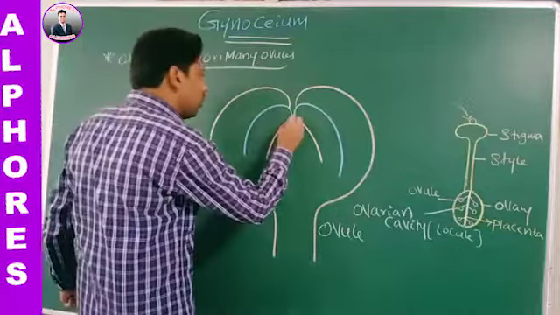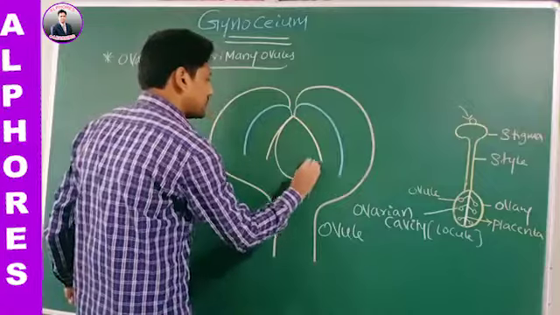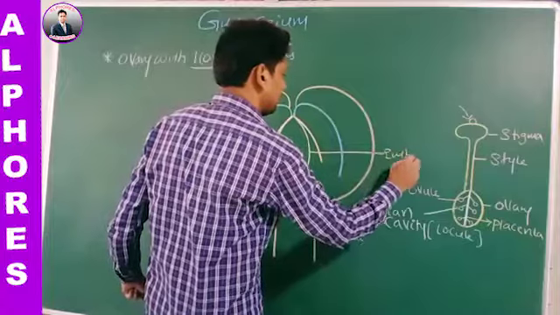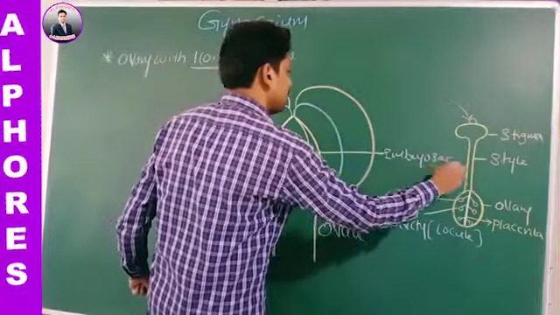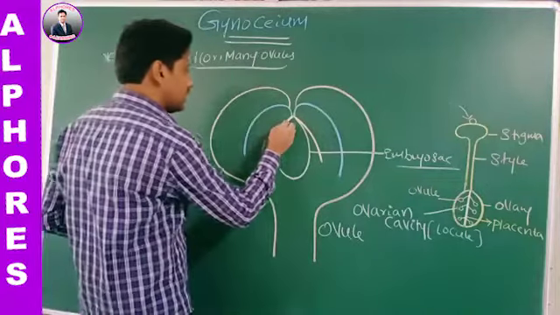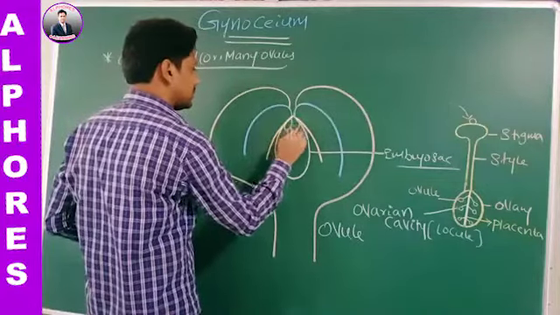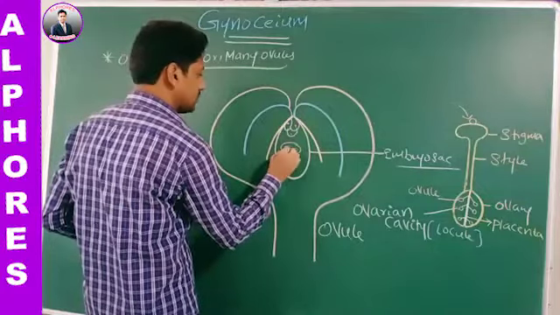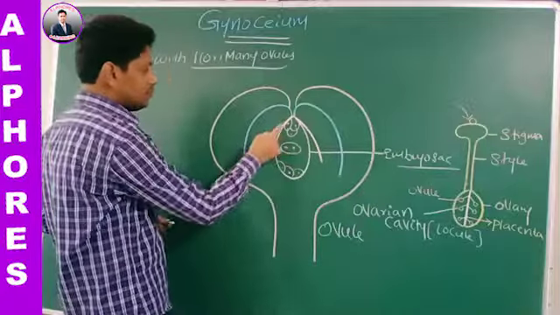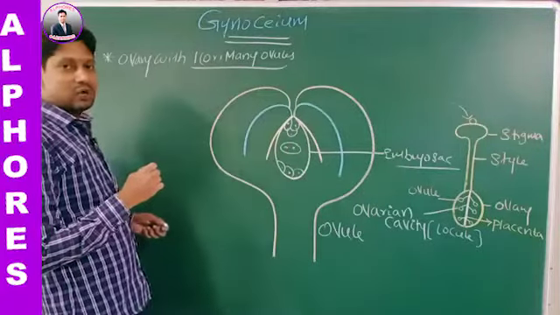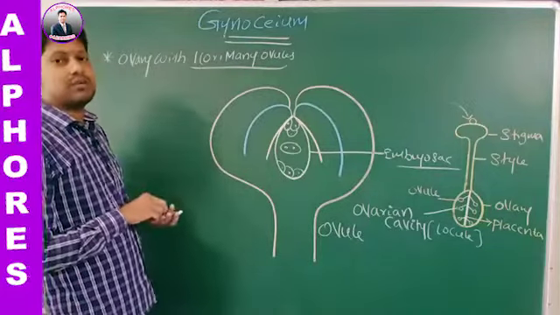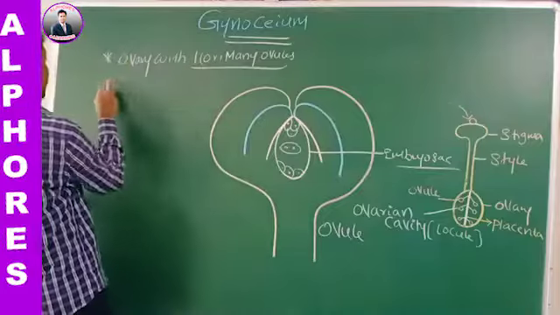Generally, one ovule contains one embryo sac. How many embryo sacs are present? One embryo sac is present. This is the embryo sac. The embryo sac is also called the female gametophyte.